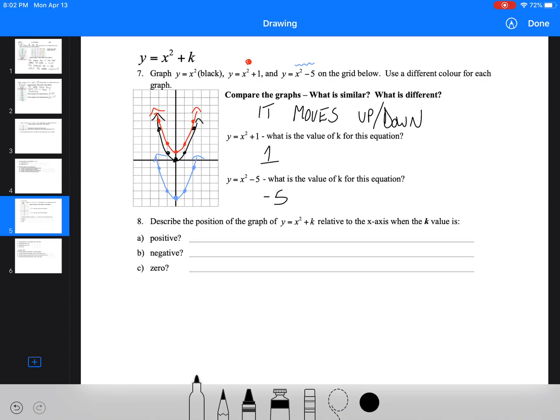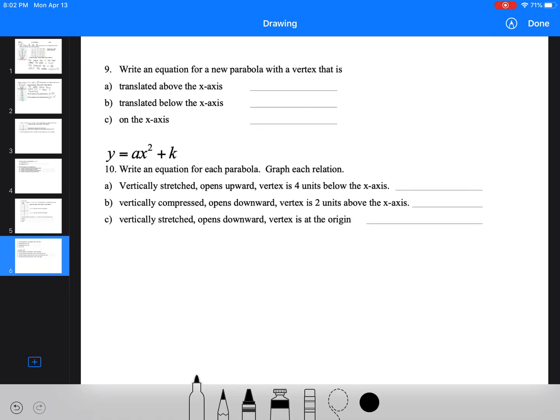So describe the position of y equals x squared plus k to the x-axis when k is positive. It's above the x-axis. It's moved up. When k is negative, it's below, or on. So y equals x squared starts on the x-axis. Y equals x squared plus 3 starts above the x-axis. Y equals x squared minus 6 starts below the x-axis. It's moving it up or down based on that k value.